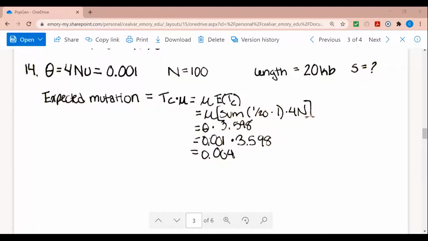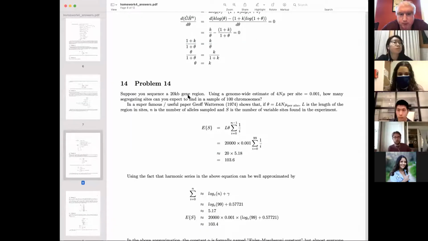Let me show my version of this, let me show my screen. I said the expected number of sites was equal to theta per site times the length of the region, times this sum. Apparently there are 100 sequences here. Yeah, there you go, 100 chromosomes.